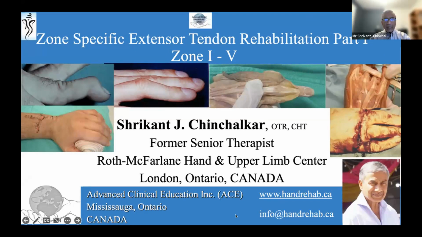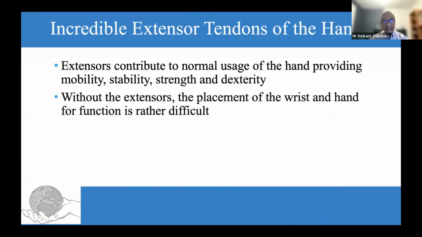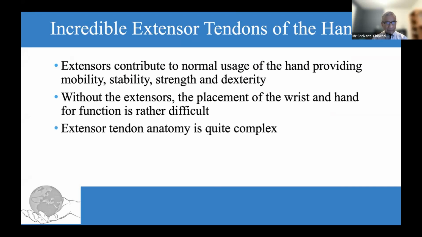Okay, so today I'm going to cover extensor tendon injuries extending from zone 1 to zone 5. If you look at the extensor tendons of the hand, I truly call this an incredible structure. Extensor tendons contribute to normal usage of the hand, providing us with mobility, stability, strength, and dexterity. We have seen that when patients are unable to extend their wrist or fingers, they have difficulty placing their hand in space for function.